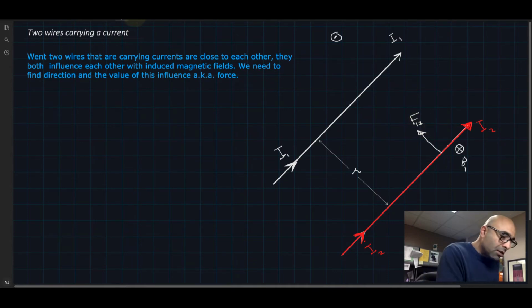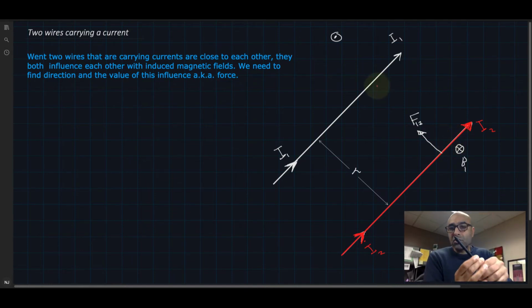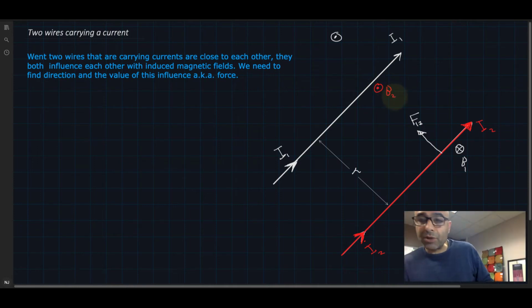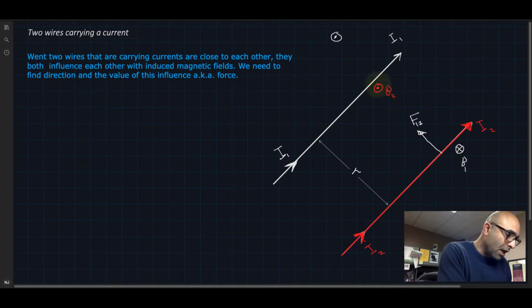Now I'm going to change the colors so that we can look at I2. Using the right-hand rule, how does I2 make a magnetic field in the vicinity of I1? Let's use right-hand rule number two. Again, this is the current. Grab the current so that your thumb shows the current direction, and above the current the field is coming out. So in the vicinity of I1, the magnetic field created by current 2 is in this direction.